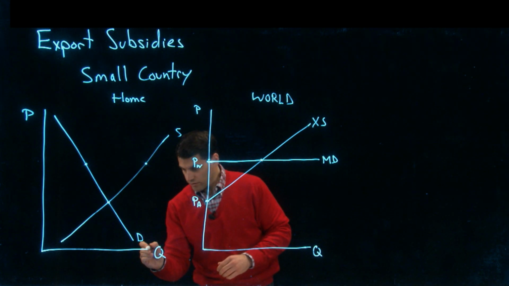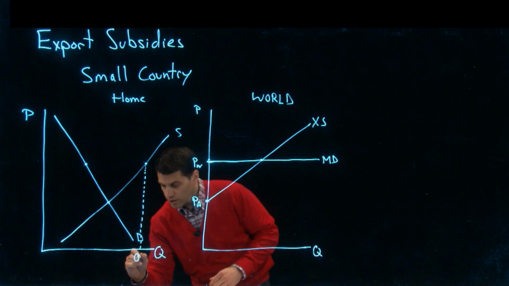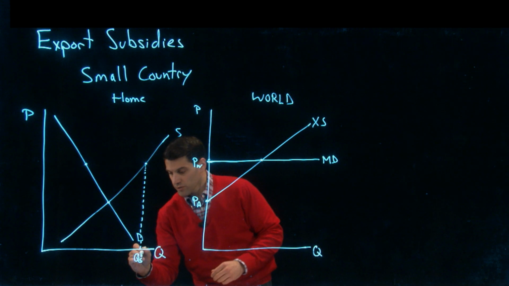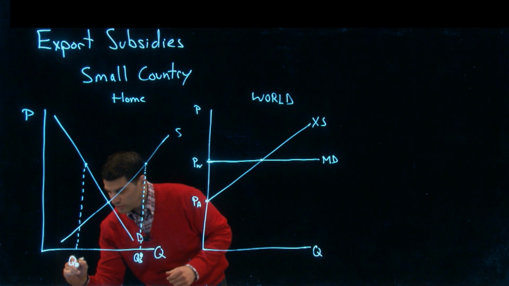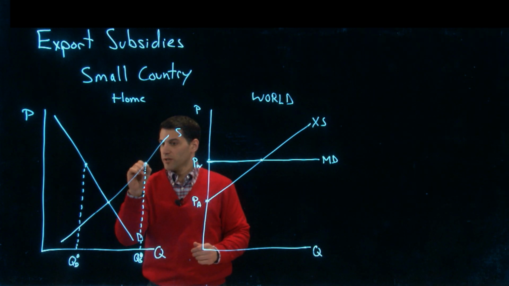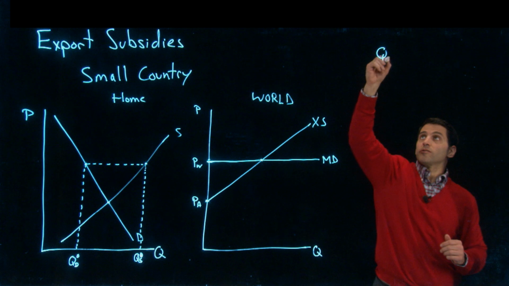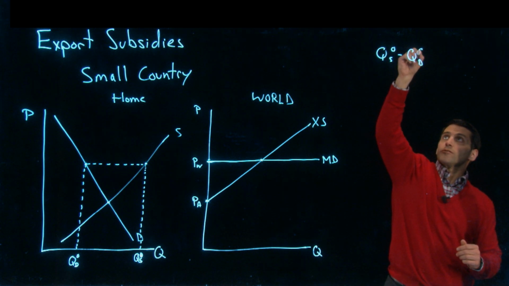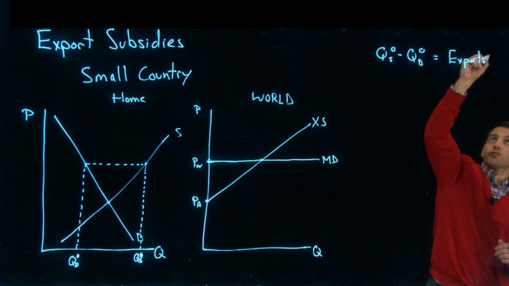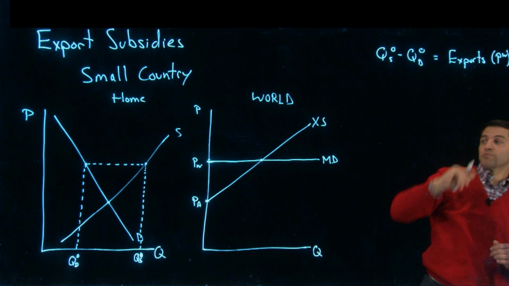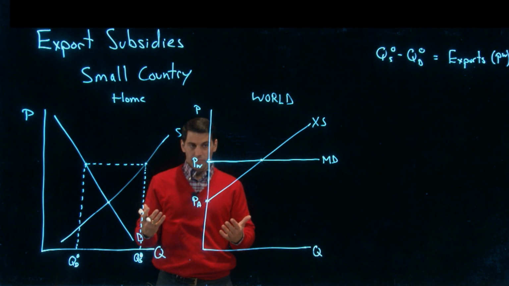We have initially, at the world prices, our quantity supplied here, label that QS0, and our quantity demanded here, label that QD0, and of course that distance between the two, QS0 minus QD0, that is our exports at the world price of PW. Okay? Now, how are we going to illustrate the export subsidy?